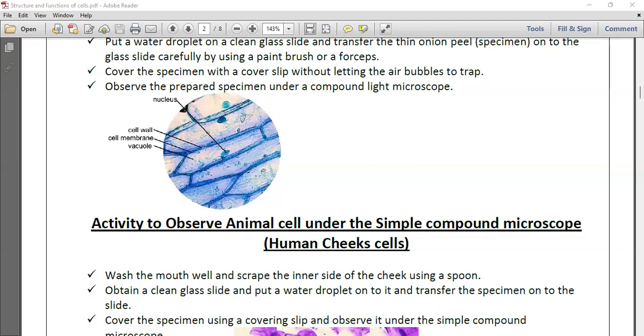So here is an animal cell. You can observe the spot here is the nucleus. And this is a plant cell. You can observe the cell wall, right? The entire large area is the vacuole, and the cell membrane slightly. You can observe, right?